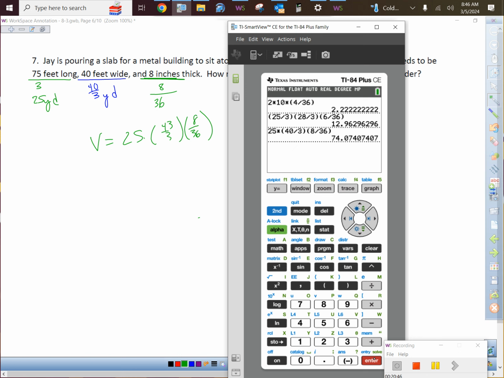And then he went 8 inches thick because it's got a big building on top of it, probably designed to hold tractors and big farm equipment inside of it. You know what I'm saying? So it went real thick.